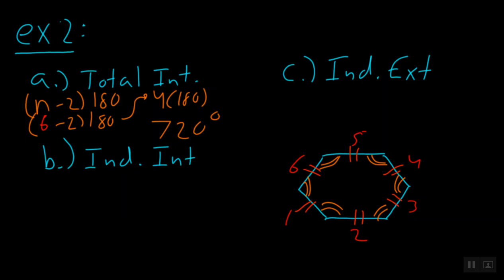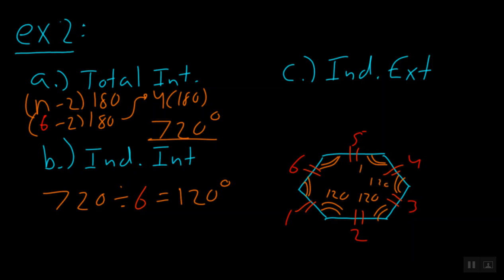Now for our individual interior angle, remember, we take the total right here, this 720, and we simply divide it by the number of sides that we have, which in this case is 6. Okay, and this is pretty fortunate because 720 divided by 6 is actually 120 degrees. Alright, and so we're saying every single one of these guys right here is 120, 120, 120, and 120.